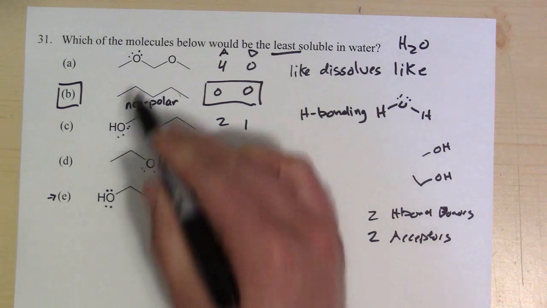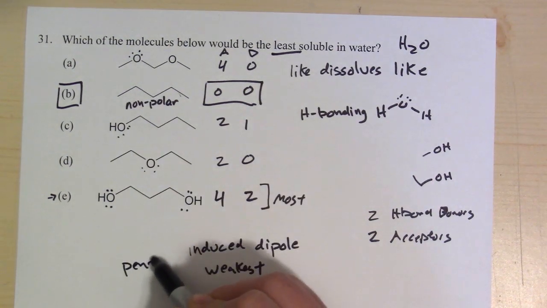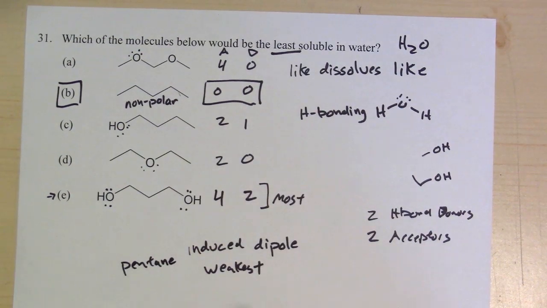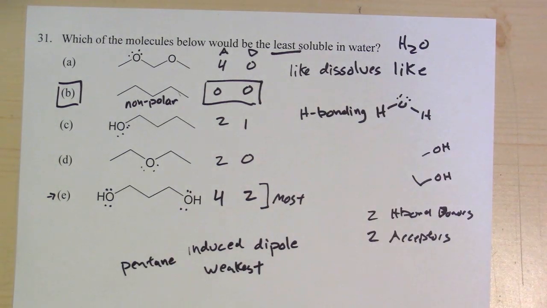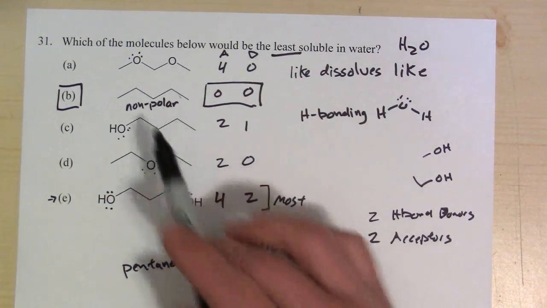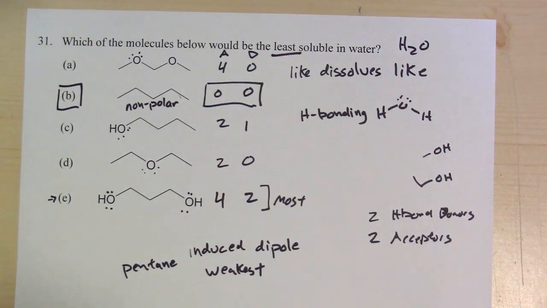So pentane, which is what this molecule is, is going to be the least soluble in water, whereas this one here would be the most soluble. So our answer here is B. That is the least soluble in water due to the mismatch of molecular properties. This is nonpolar, and water is highly polar.